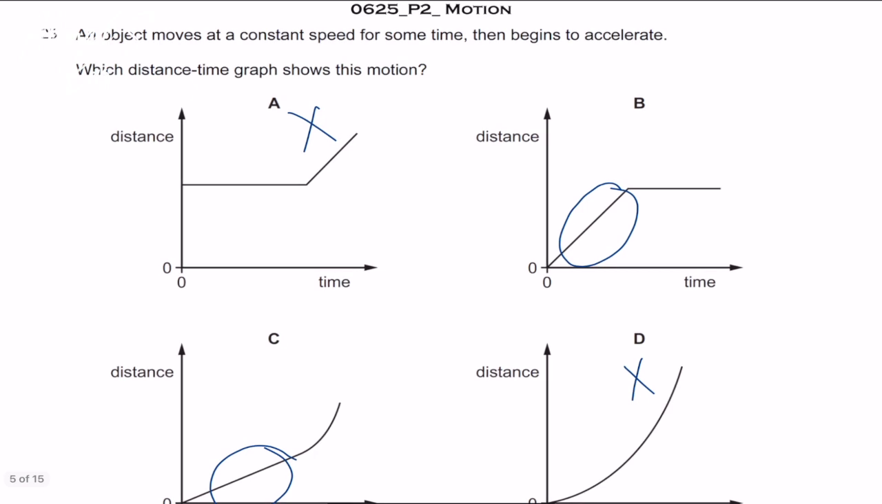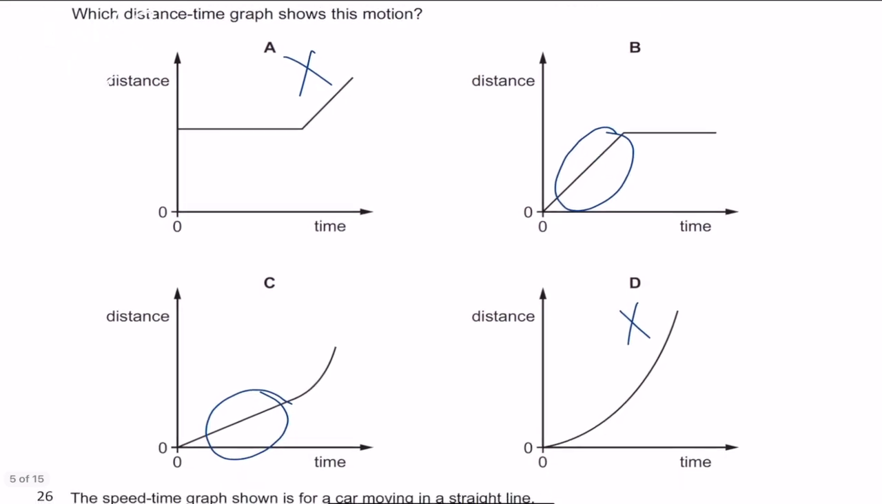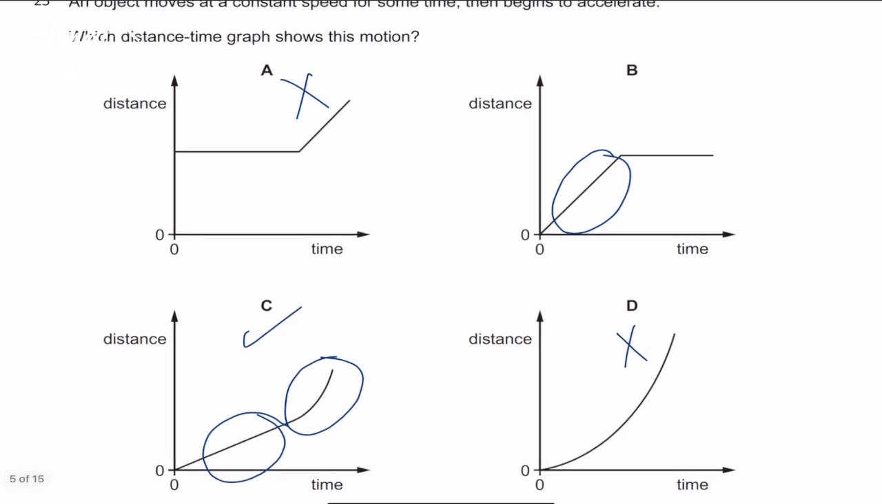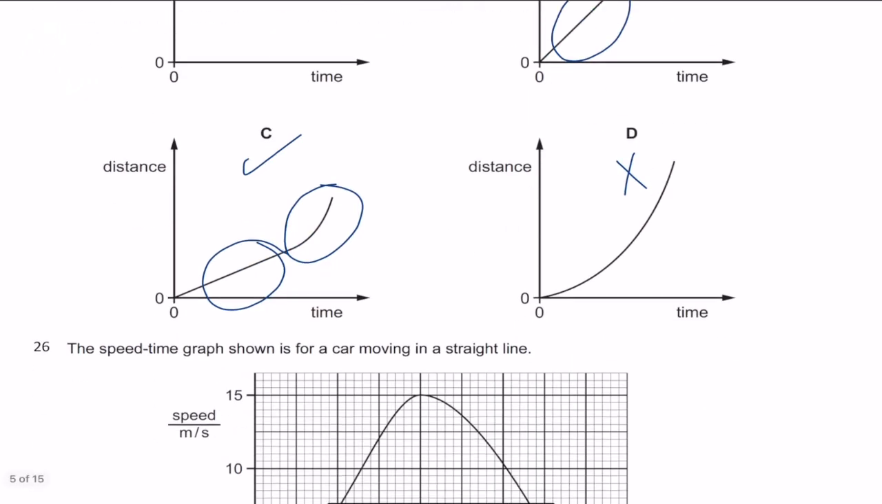But this said in the second part of the sentence here, then begins to accelerate. Accelerate means the slope of the graph becomes more. So I'm going to choose C. But when it comes to B here, the speed becomes 0, which is wrong. It's not compatible with the question. So I'm going to go to option C.